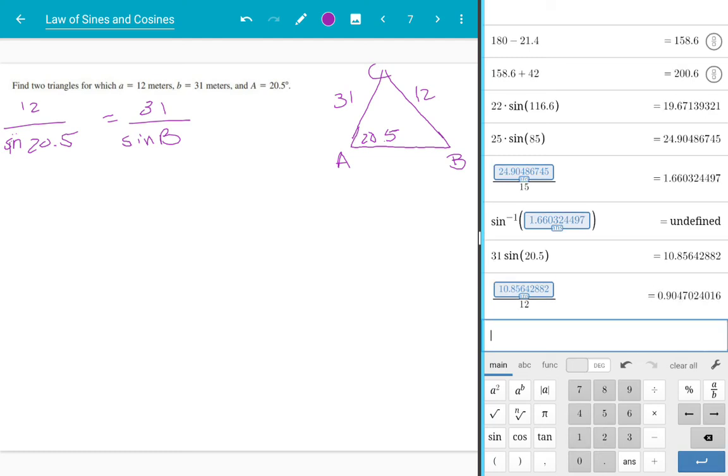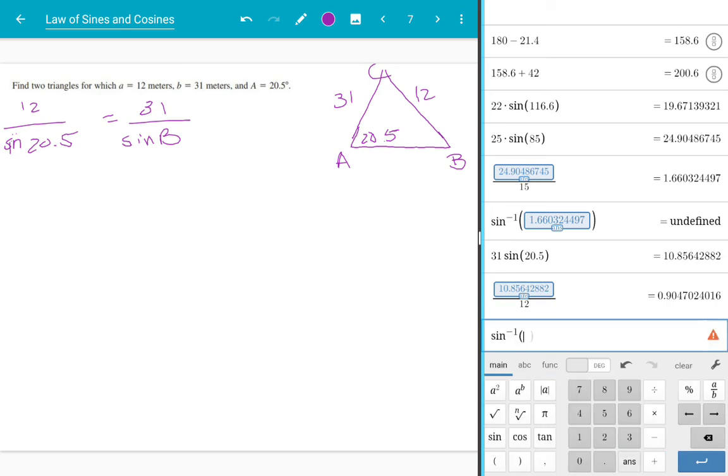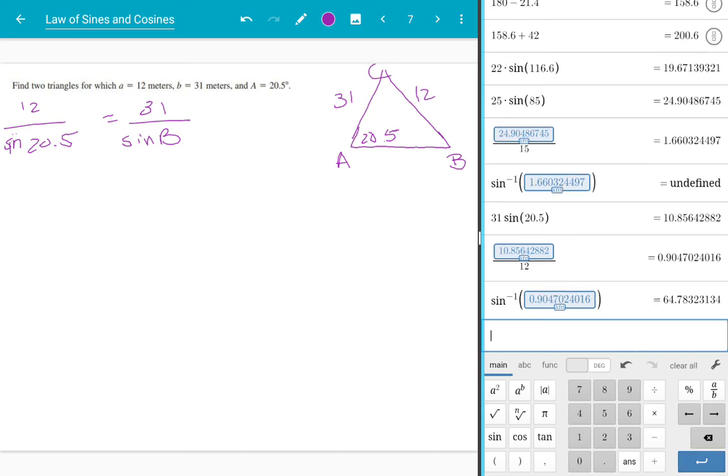All right, so it looks like we have a reasonable number to take the inverse function of to find an angle. So we're going to do sine inverse of the answer. Okay, and I'm going to get 64.78. So let's go with 64.8. Right now, looking at this, I know that I'm definitely going to be able to find a third angle with this 64.8 and the 20.5, right?